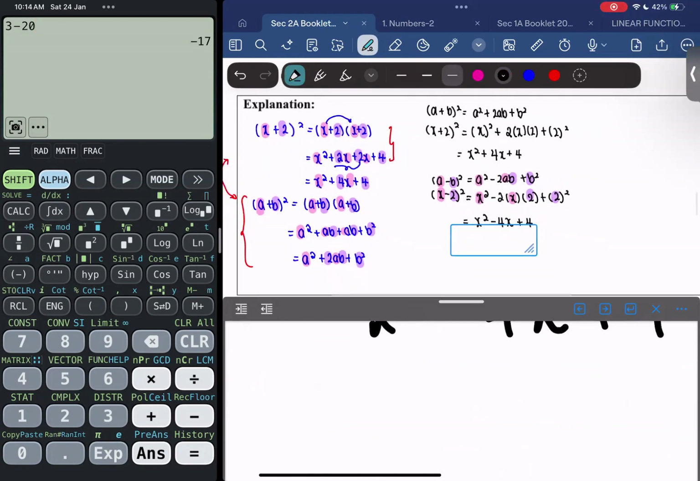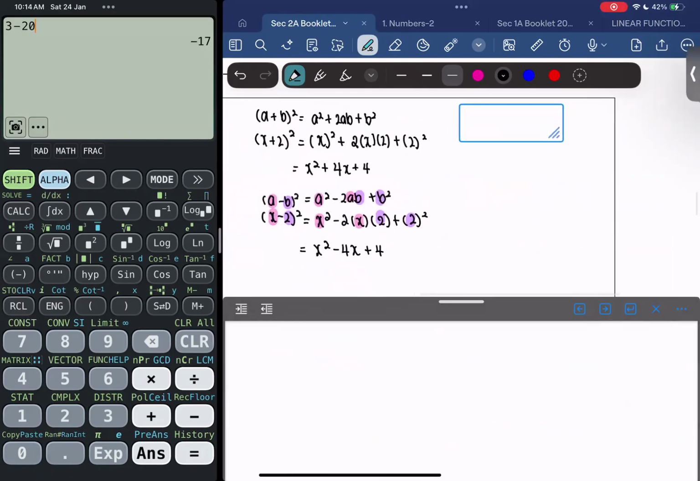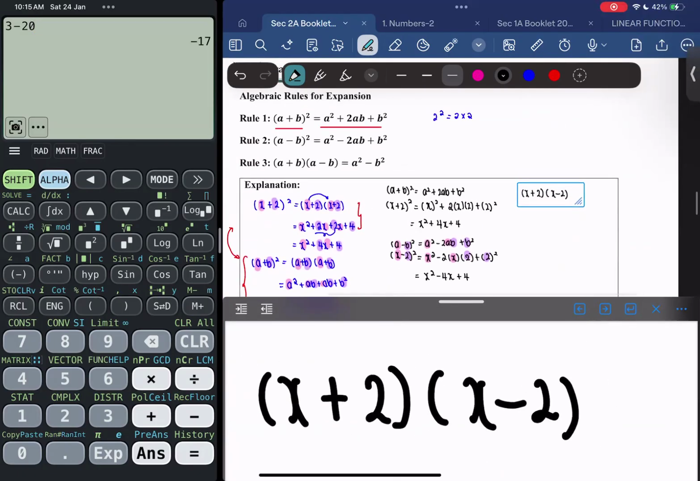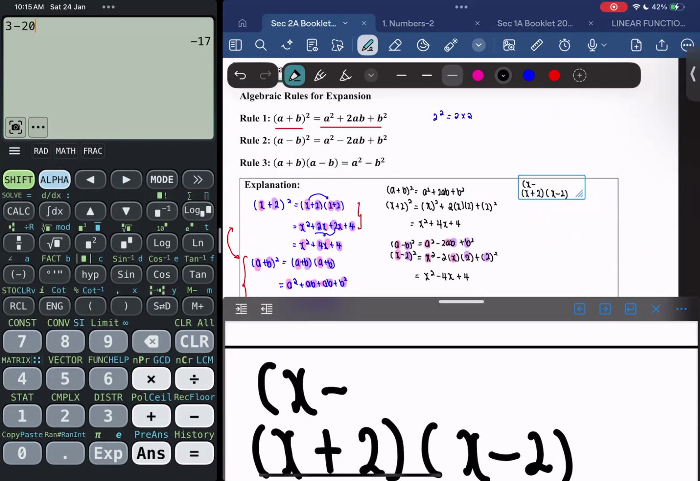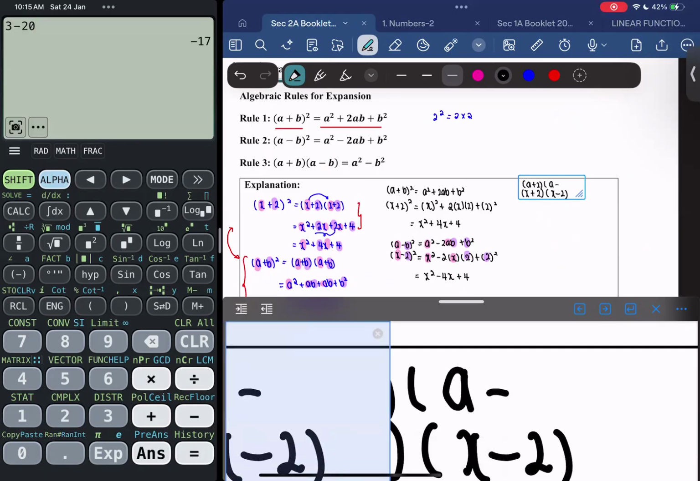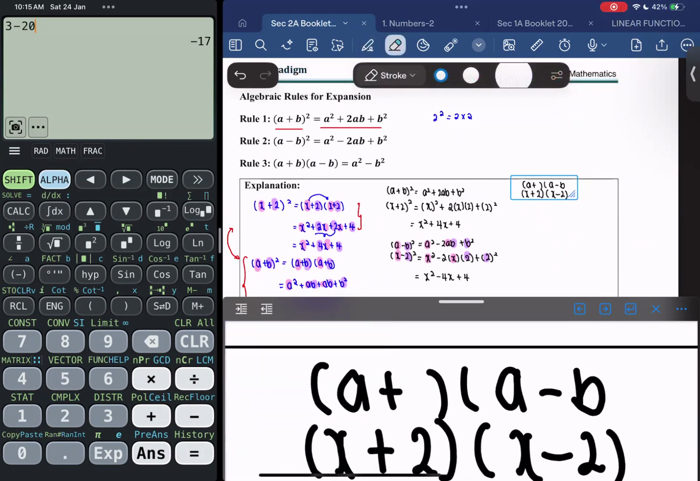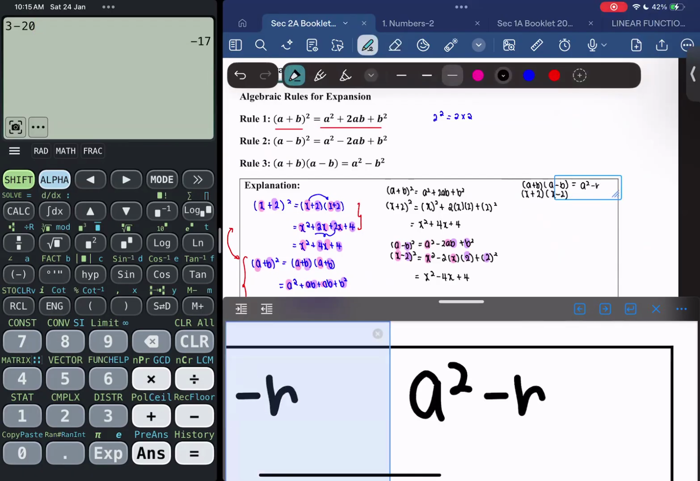Last example, we have the third rule, which looks like this: x plus 2 times x minus 2. This one here looks like this one, right? We can match. This is a plus b times a minus b, sorry, this is b, equals a squared minus b squared.